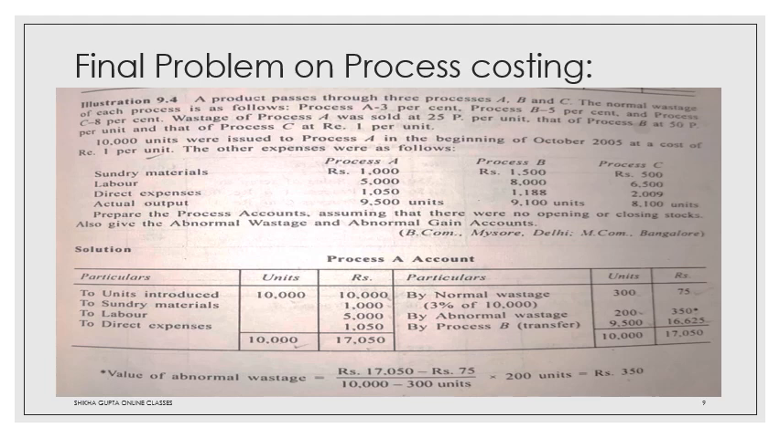Let's see what is the cost of 200 units. We'll use the same formula. Total cost is 17,050 less the scrap recovered, that is 75 rupees, divided by total number of units, that is 10,000, minus the normal wastage, which is 300 units. We'll get the per unit cost and then we'll multiply it with the abnormal wastage of 200 units. We'll get the amount of 350. We'll put it on the credit side, and we'll get the closing figure of 16,625, which will be carried forward to process B.